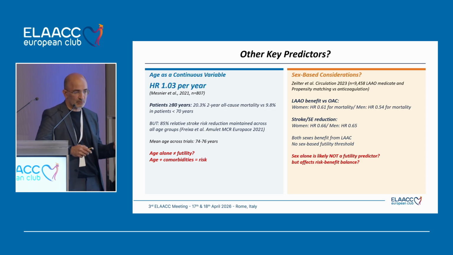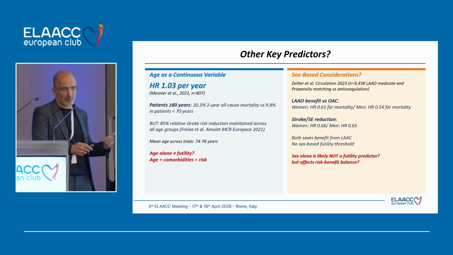So just to open up the discussion, what other predictors can we take into account? Age, either as a continuous variable, was shown in the multi-center registry to be significant, but probably a cutoff would be more appropriate. In the Amulet multi-center registry, published by Chavi, there was a 20.3% all-cause mortality at 2 years if the patient was 80 years old or above, as compared to less than 10% in patients less than 70 years. So age alone, does it define futility? It's not clear, but age and comorbidities probably increase the risk.